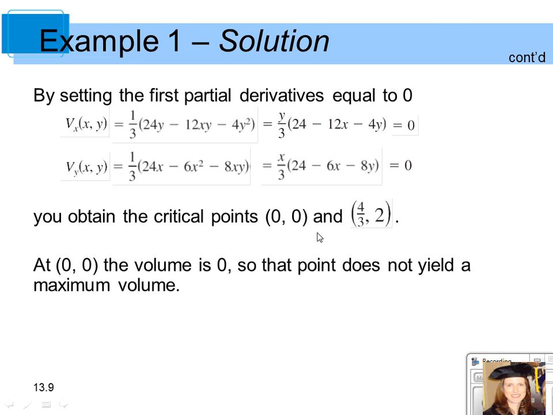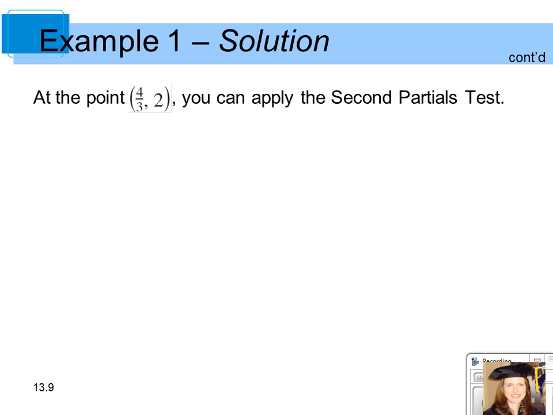Now, if the critical point yields an x of 0 and y of 0, then the volume of the box, length times width times height, would be 0 times 0 times whatever the height is, and that would have a volume of 0. So that certainly does not yield a maximum volume. At the other critical point, we can apply the second partials test.